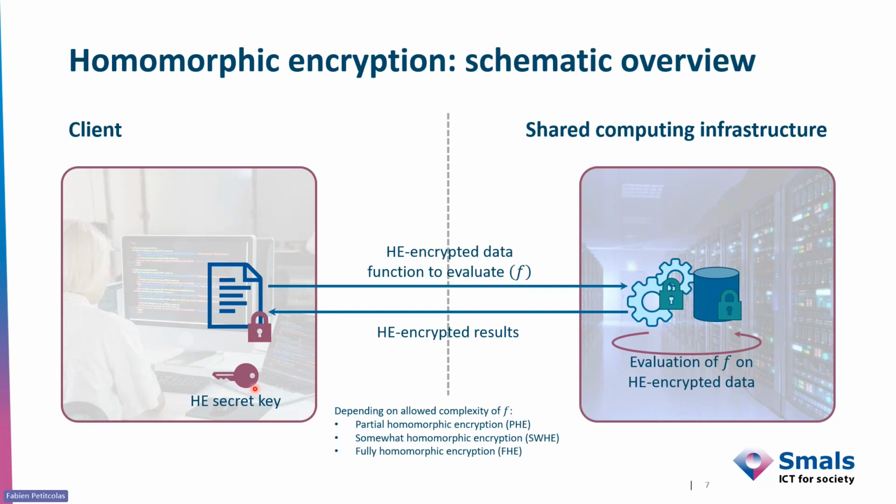Now, this function f can be more or less complex, and depending on the complexity of that function f, we talk about partial homomorphic encryption, if that function f is just about addition and subtractions, for instance. And we talk about fully homomorphic encryption when we can do addition, subtraction, multiplication, and division. And in between, we call that somewhat homomorphic encryption.